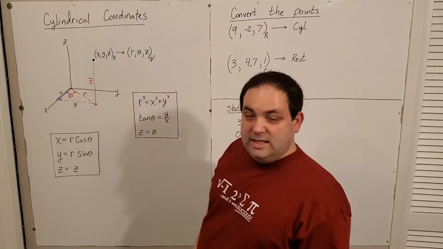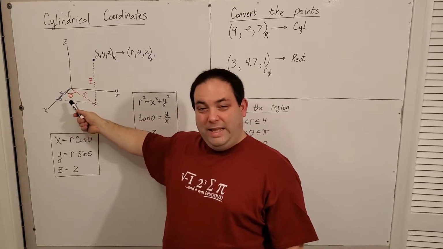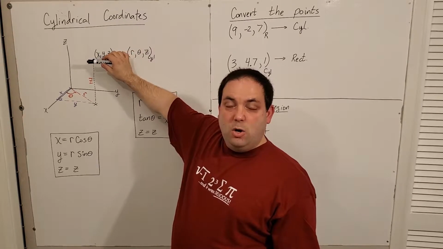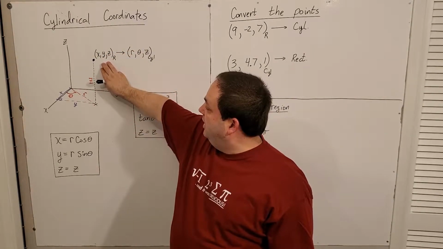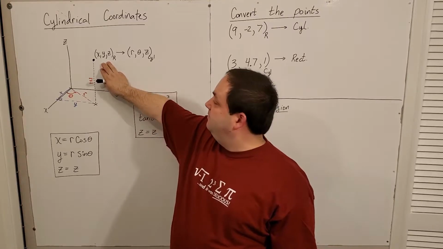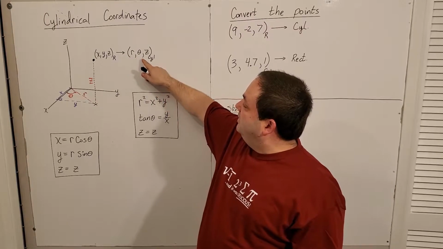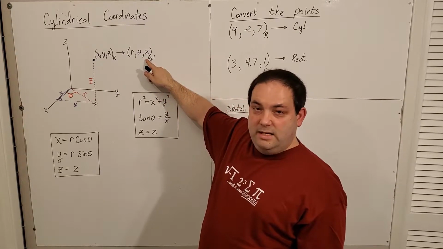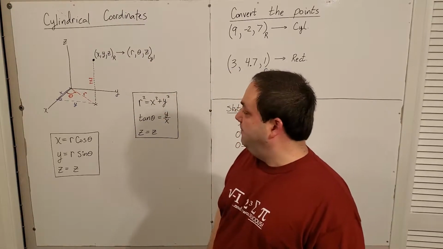It works exactly the same as polar coordinates in the x-y plane, and all they're doing is bringing in the z coordinate with it. So normally in 3-space you'd have x, y, and z for your rectangular coordinates, and when you convert into cylindrical, you'll have r, theta, and still z. So there actually is no conversion for z.